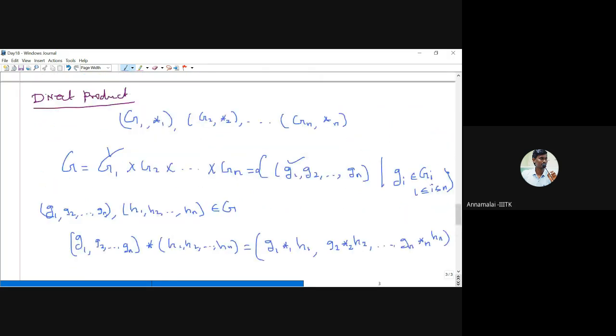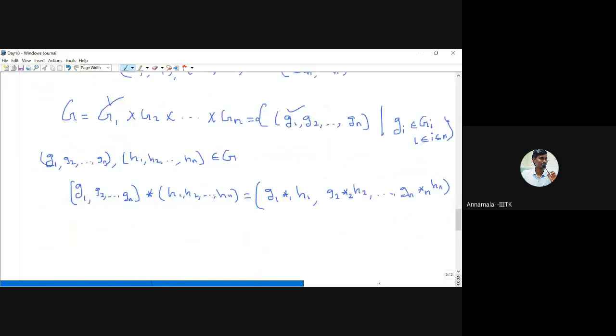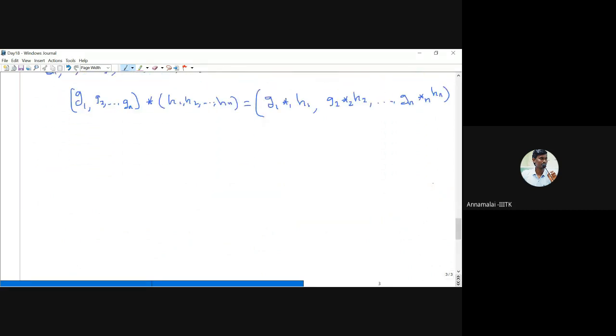Now, what is the order of an element? In a single group, the order of an element a is the smallest n such that a power n equals the identity. Then we say n is the order of that element. Suppose we take the Cartesian product of the groups, then what is the order of the n-tuple (g1, g2, etc., gn)? We know the order of g1, the order of g2, etc., the order of gn. The order of the tuple is the LCM of the order of g1, the order of g2, etc., the order of gn.